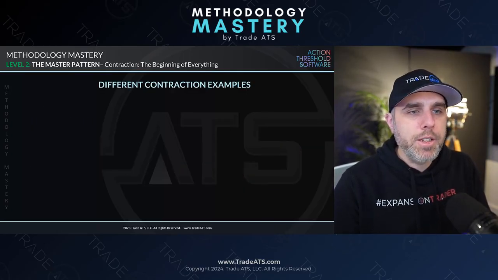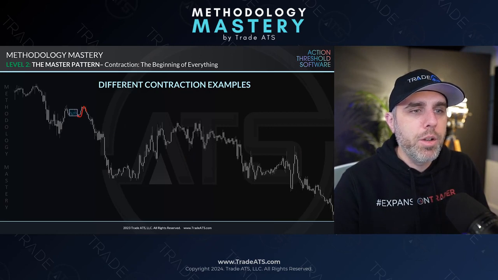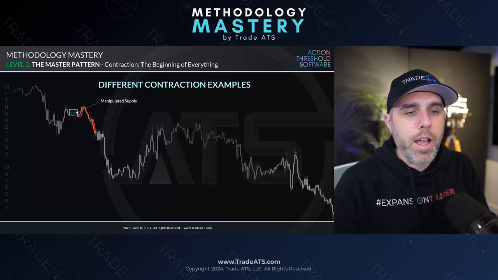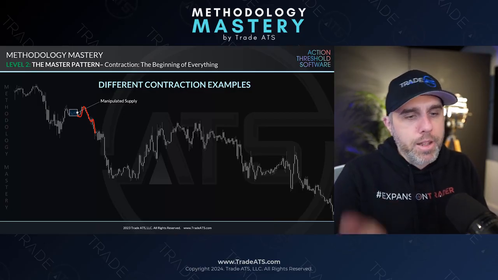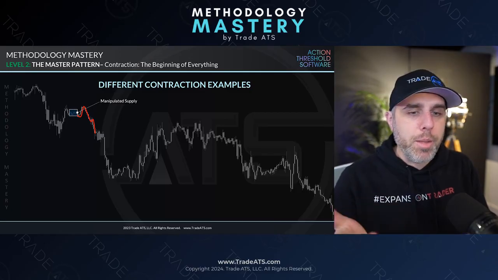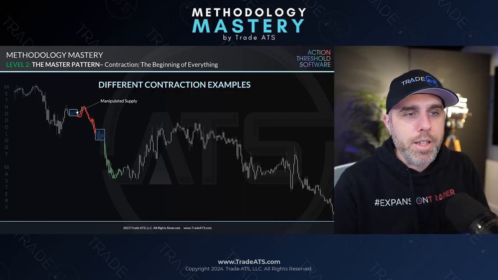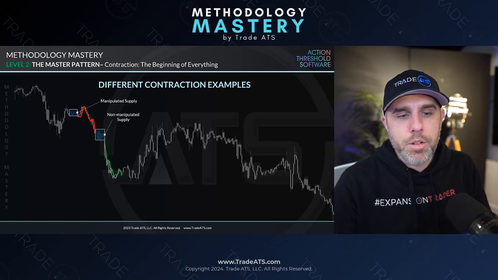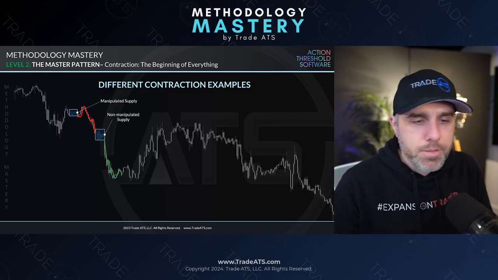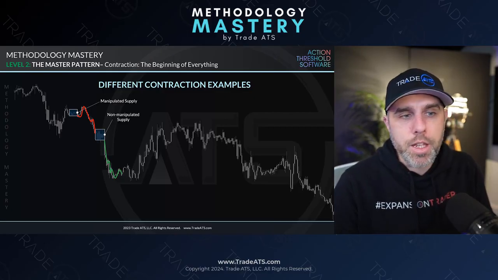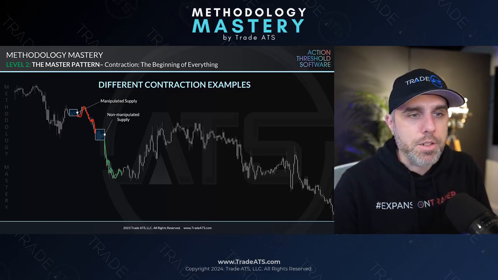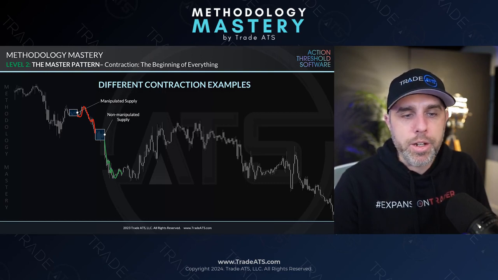So, different contraction examples. Let's briefly go through this. Here's an example of manipulated supply. How do we know that? It's because we came out of the box below it, and then they pushed it back up to run stops, change the perception of the mass market, thinking this could be a turn, and then they push it down short. Here's an example of non-manipulated supply. They already manipulated above, then retail is probably heavily net long at this point. In this case, they didn't feel the need to do it, so they just let it hit. And stops took care of it, probably for exit liquidity.